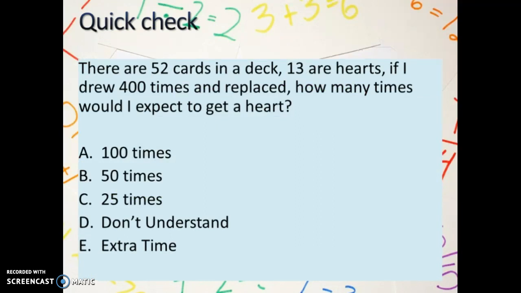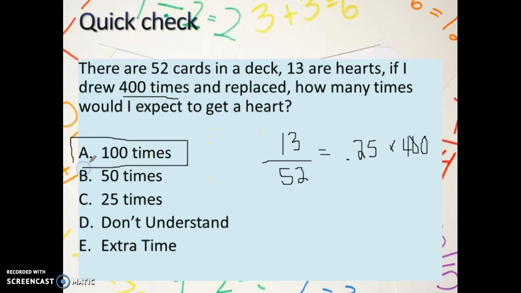Quick check. There are 52 cards in a deck. 13 are hearts. If I drew 400 times and replaced, how many times would I expect to get a heart? In this case, 13 out of 52 cards are hearts, which is equal to 0.25, or 25% of our cards. If I take that and multiply it by the 400 draws that I make, I will get a heart roughly 100 times.